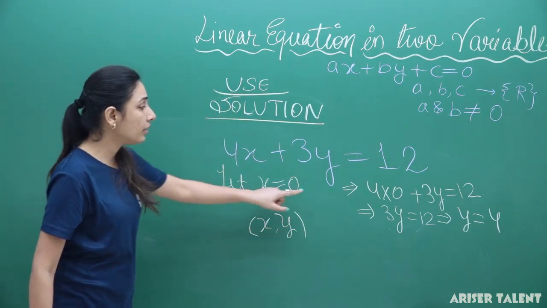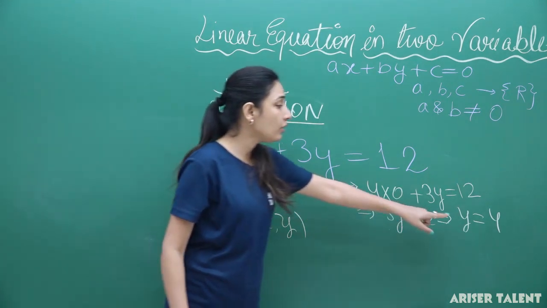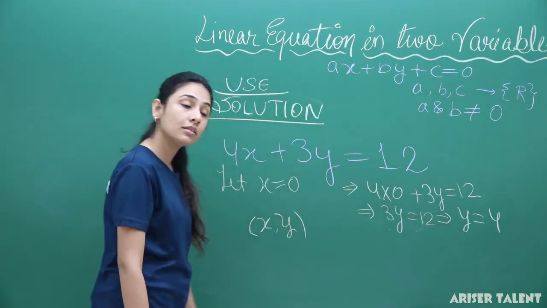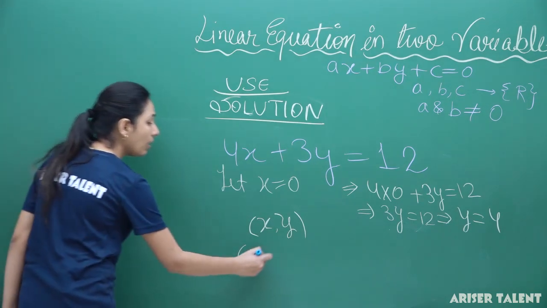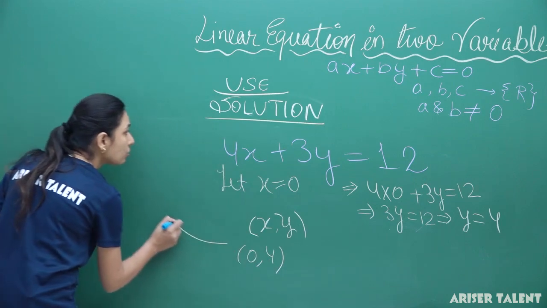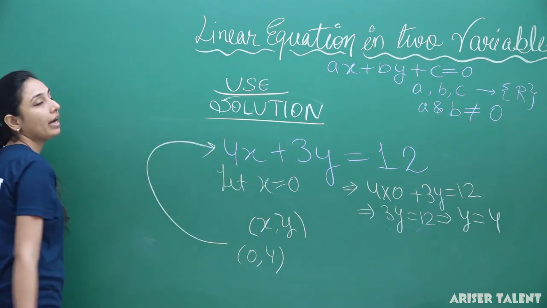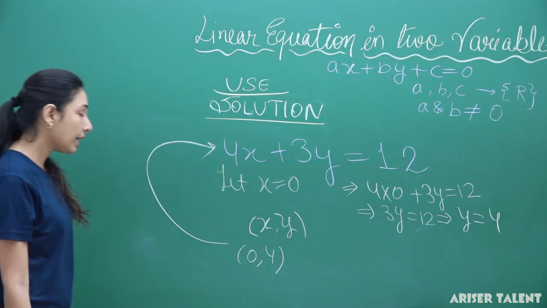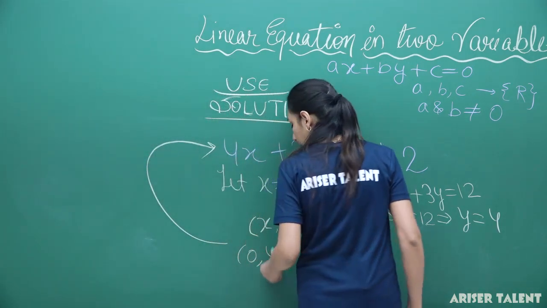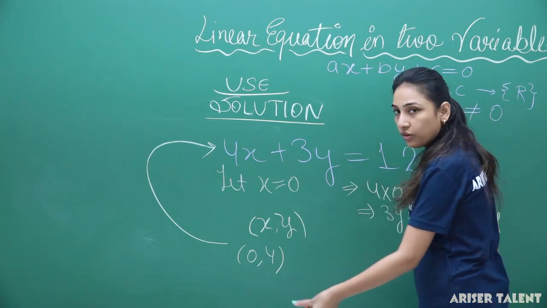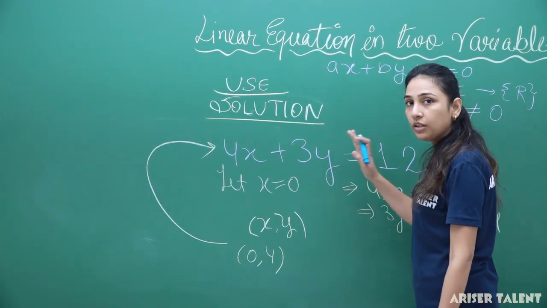So at x equals 0, the value of y equals 4. That means (0, 4) is a solution of 4x plus 3y equals 12. Again, x equals 0, y equals 4. At x equals 0, y equals 4. We find this out by calculation, putting the values in the equation.